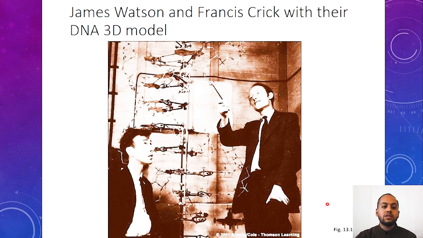So it's just a photograph of James Watson and Francis Crick in their work trying to come up with the structure of the DNA molecule. And as we mentioned earlier on, that structure that they proposed was a DNA double helix structure, which has been coming in the form of a 3D model.